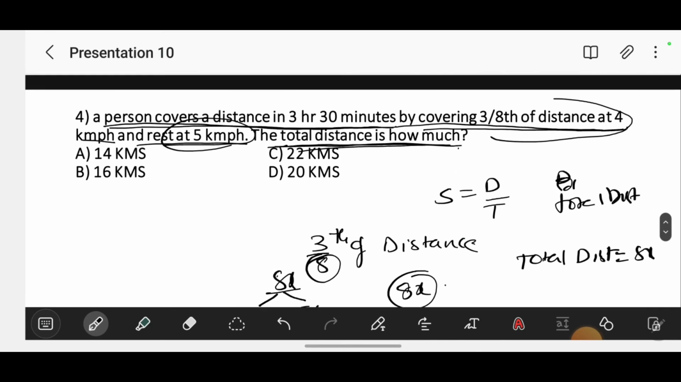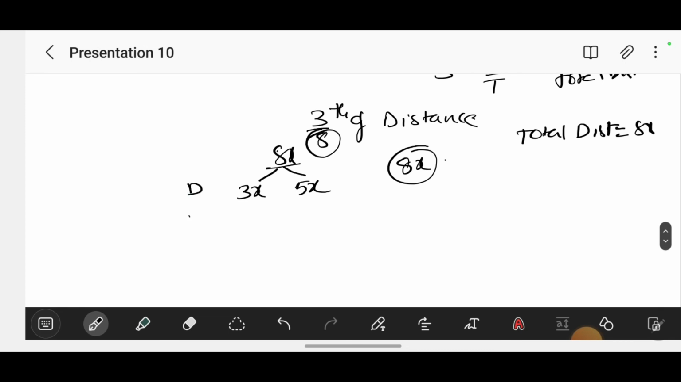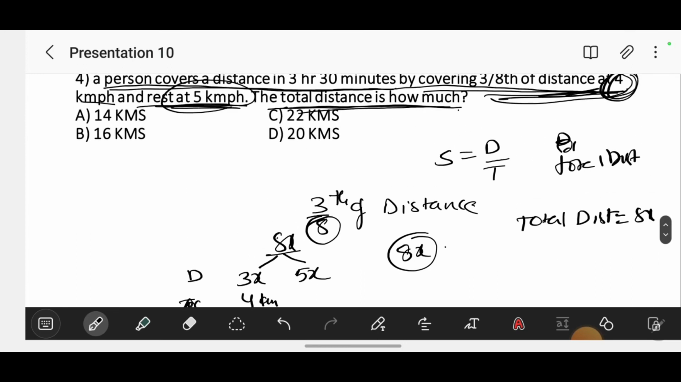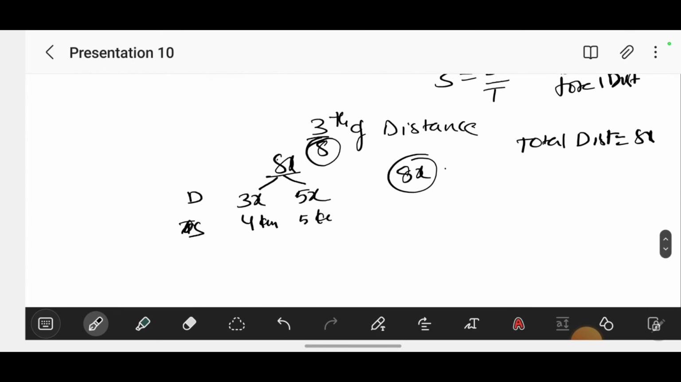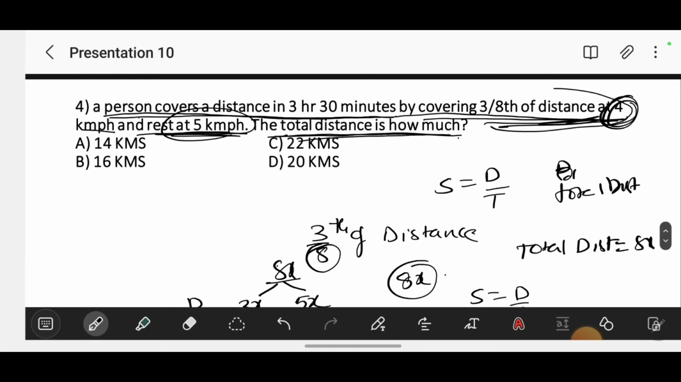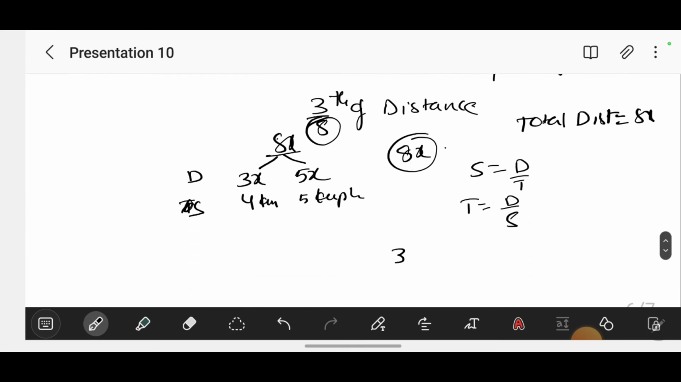And he is saying 3 by 8 of the distance at 4 kilometers per hour. So this is distance, time, and speed. 3x is at 4 kilometers per hour and the rest, 5x, is at 5 kilometers per hour. As we know, speed equals distance by time, time equals distance by speed, and he is saying that the total distance is covered in 3 hours 30 minutes. So 3 hours 30 minutes means 3.5.